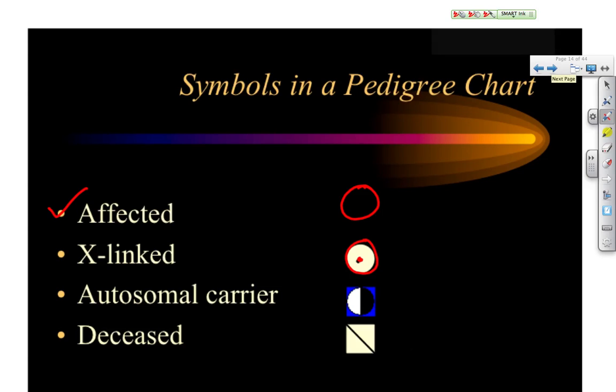And then in other cases, if it's an autosomal trait, you will see a half-colored shape. That means that this person is a carrier. And then if you see a line through it, that means that they're deceased. So if I wanted to draw Lorenzo's mom and dad, Lorenzo's dad would look like this, nothing in there. Lorenzo's mom would look like this, and then Lorenzo would be a square, but he would be colored all the way in because he is affected.